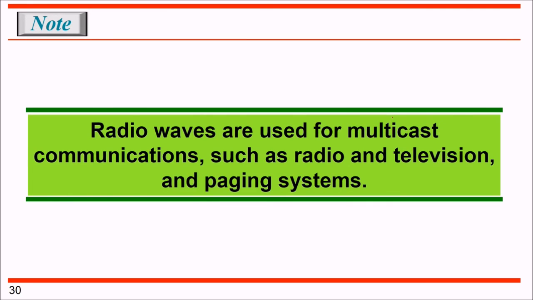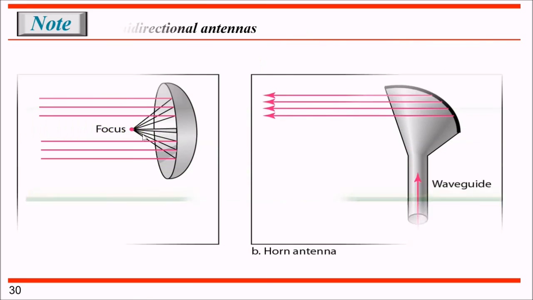Radio waves are used for multicast. Multicast means multicasting. Multi means different or more than one, and casting means sending. So multicast, broadcast, all these are the words. Radio waves are used for multicast communication such as radio, television and paging systems. So the frequency is less and the amplitude is high in the radio waves.